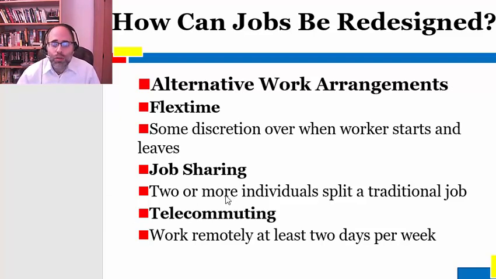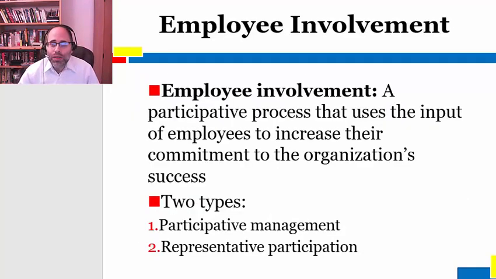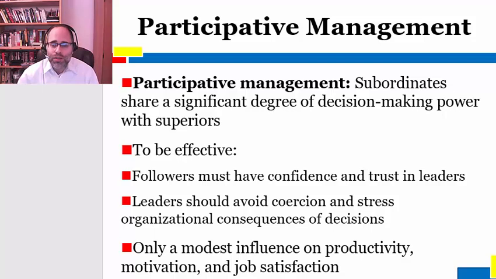Job sharing. Have 2 or more people split a traditional job so that each can bring their own creativity and own uniqueness. Telecommuting. Let people work from home sometimes. Again, to increase flexibility, especially if there's a long commute. Employee involvement means getting the employees involved with the management of the company to some extent. There's participative management and there is representative participation. Those are 2 different approaches to the same overall goal of getting the employee more personally invested in the company and in the company's products and in the company's production itself. And each of them are slightly different. Those are the next 2 slides.